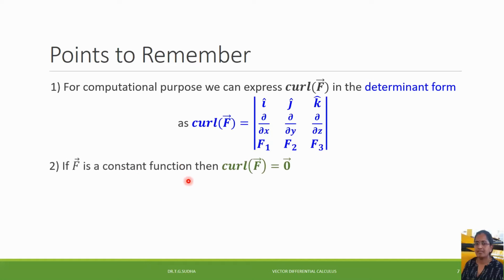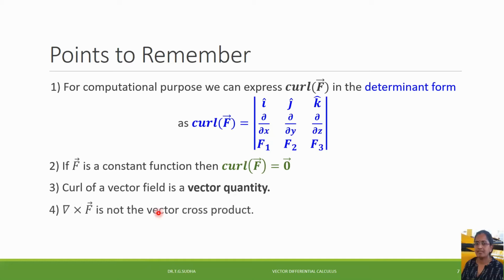Suppose if f is a constant function, then curl f is equal to the zero vector. Curl of a vector field is a vector quantity. Del cross f is not a vector cross product, but it behaves like a vector cross product. If curl f is equal to the zero vector, then f is said to be irrotational. So whenever we get curl f is equal to 0, we can conclude that f is irrotational.